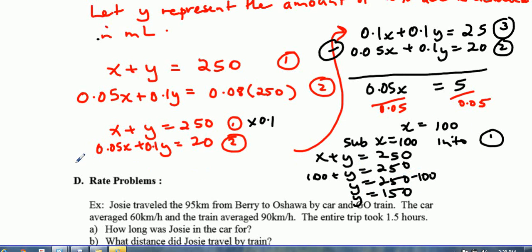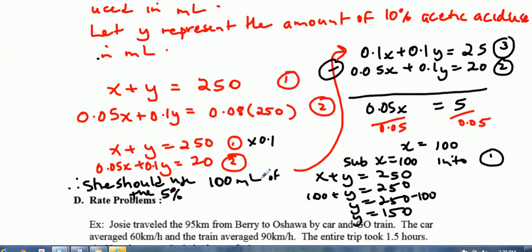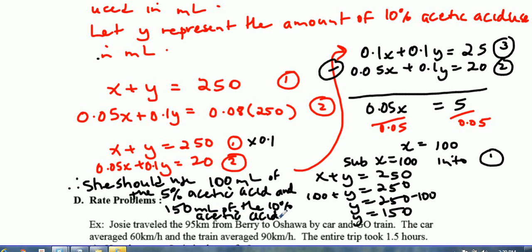So my conclusion, therefore, she should use 100 mils of the 5% acetic acid and 150 mils of the 10% acetic acid.